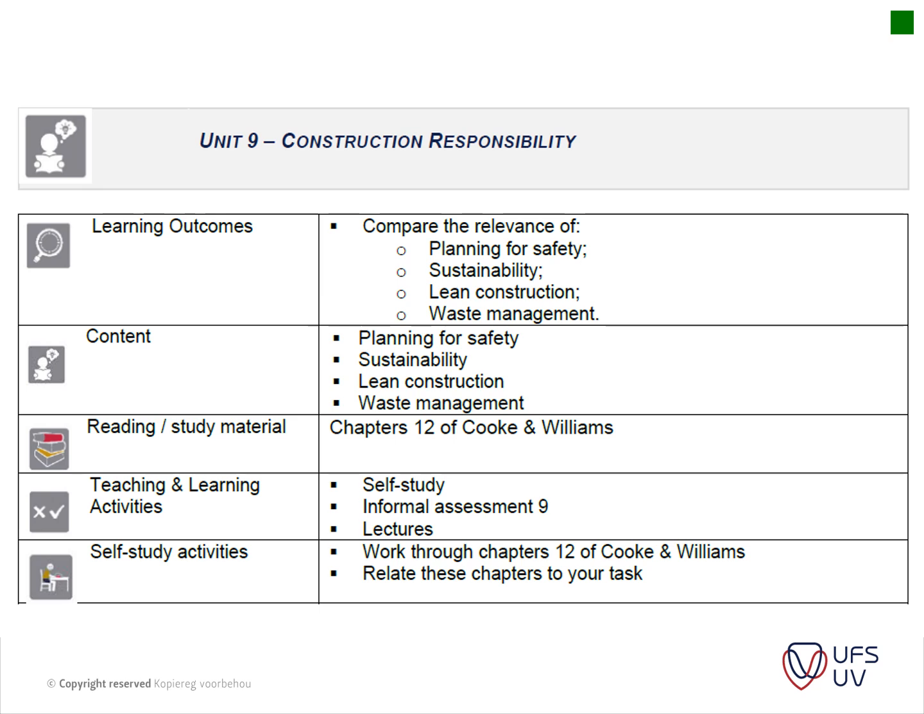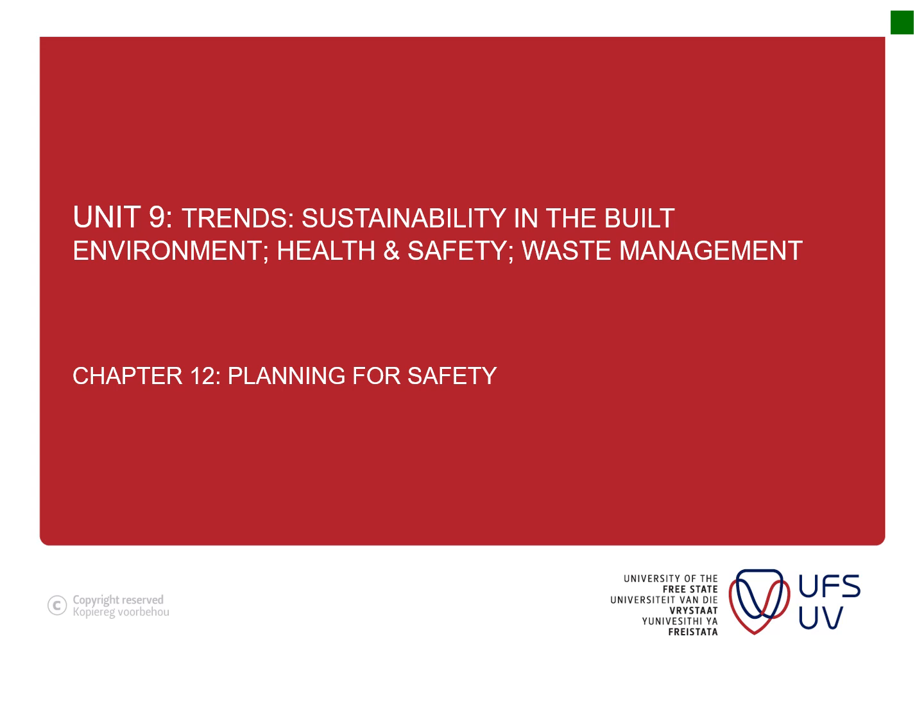At Unit 9, you will see it's only one chapter, and it's a very short chapter because it does carry or lend quite a lot from other chapters and units that we've already done, like for instance lean construction, sustainability, planning, and safety, although this chapter that we're going to look at focuses more on this. And then we've got waste management, which we also had a look at already. So looking at Unit 9, Chapter 12, planning for safety, it's mostly focused on this.